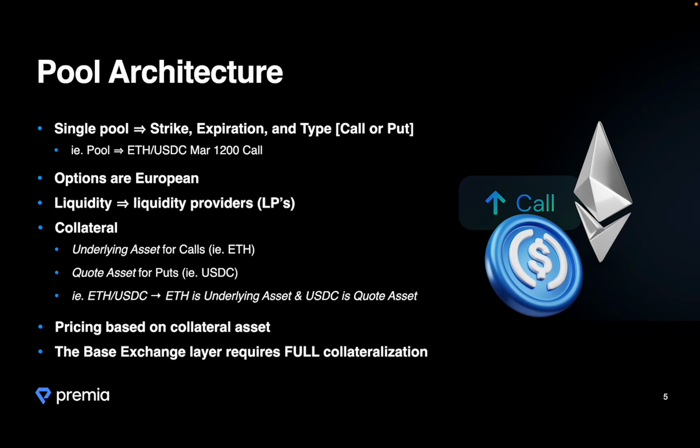When we're trying to deposit capital or assets into these pools, we have to know what the collateral type is for each pool. So for all calls, the collateral asset is just the underlying. So using our example with ETH USDC, the underlying asset is ETH. And so for calls, you would have to deposit ETH into the pools. For puts, it would be the quote asset. And so again, in this example of ETH USDC, USDC would be the quote asset, and that would be the collateral that you have to deposit into the pool.